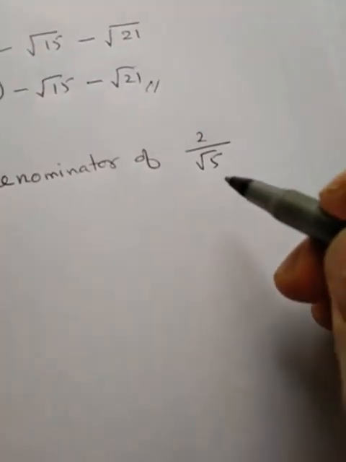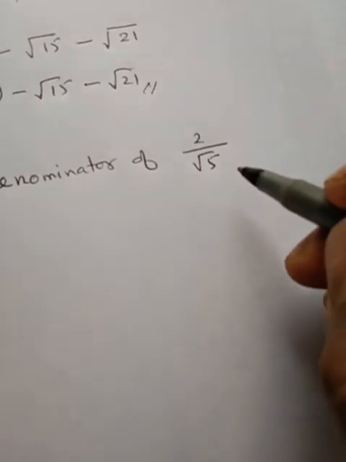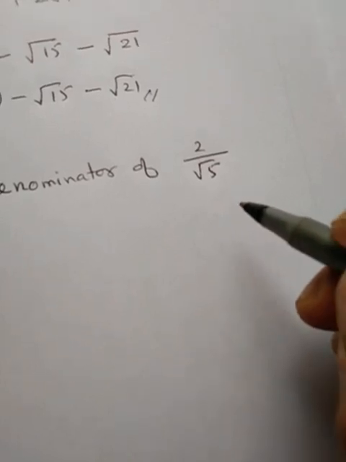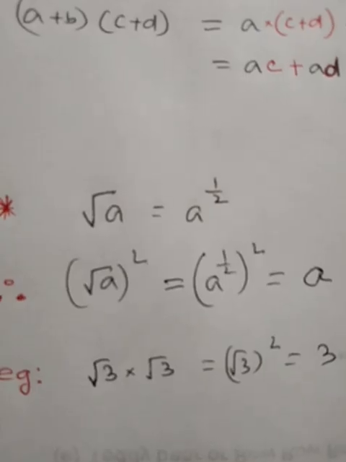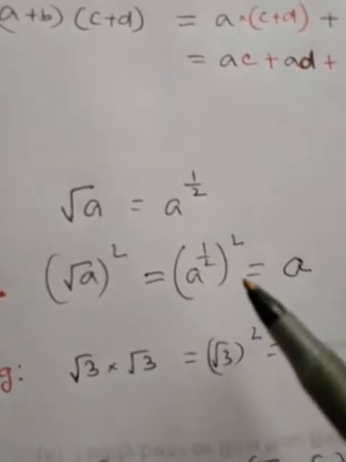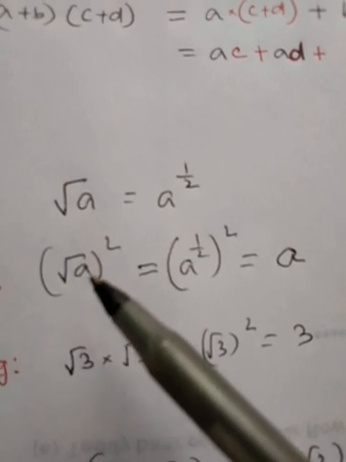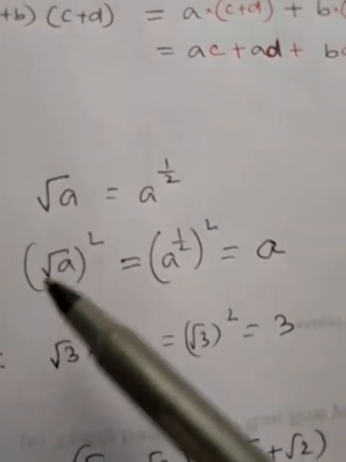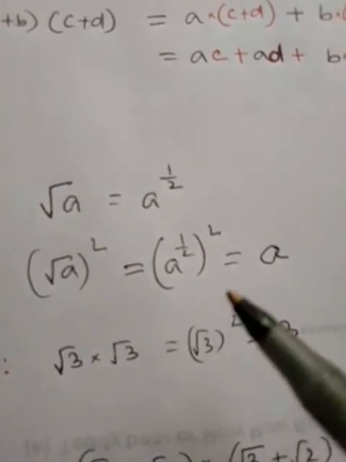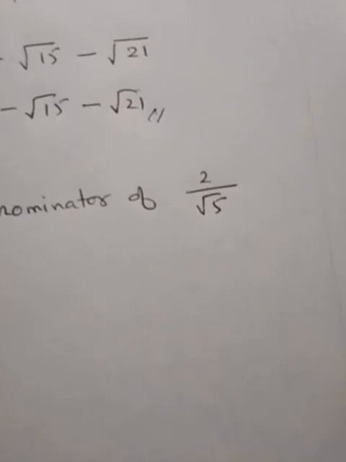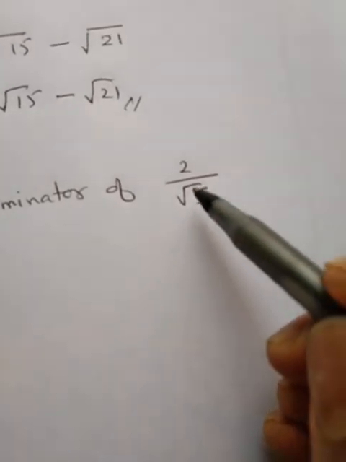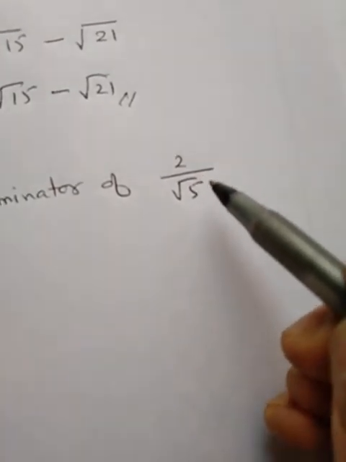So for this, please recall that root over a into root over a is a. You can see, here root over a square is a. So to remove root from one term, somehow we'll have to make it root over a square. Then we can write it as a. So the same thing we have to utilize here in this sum. Somehow we'll have to get root over 5 square here.